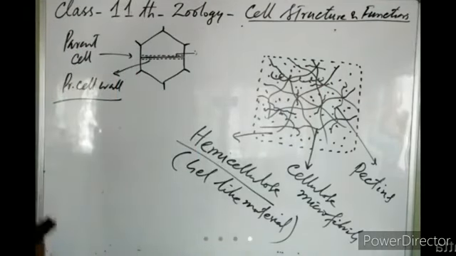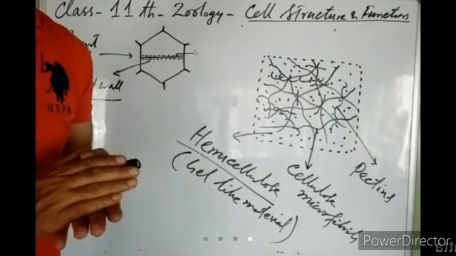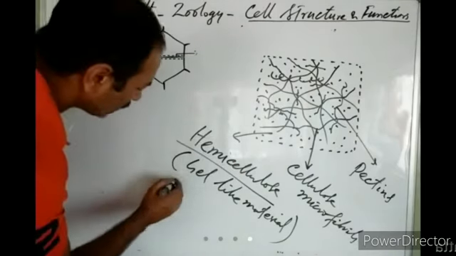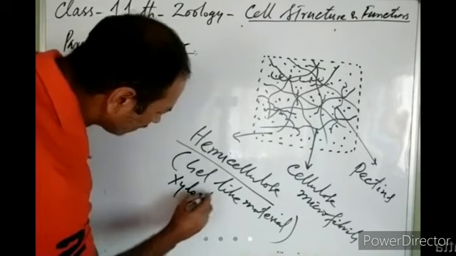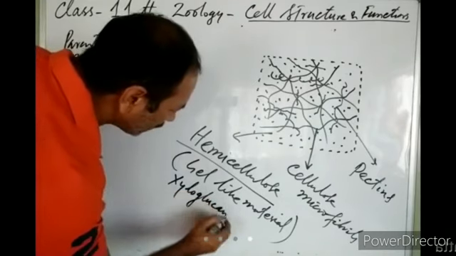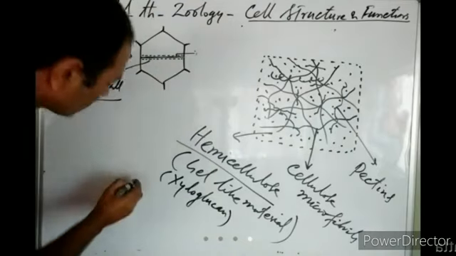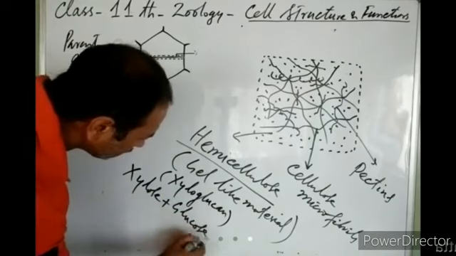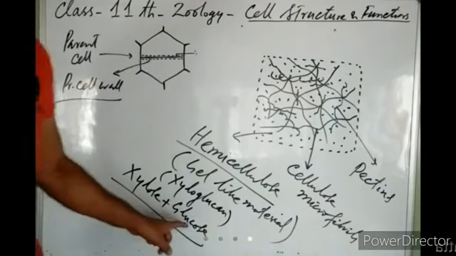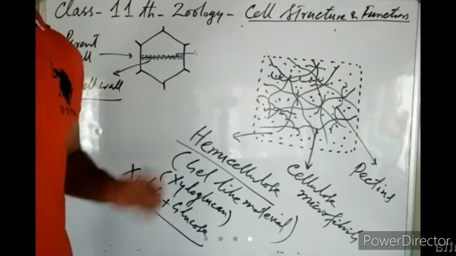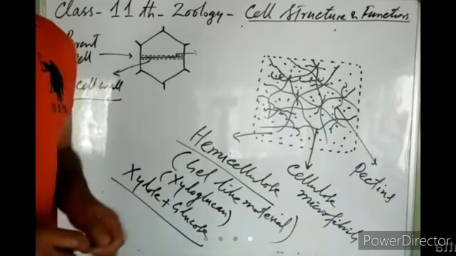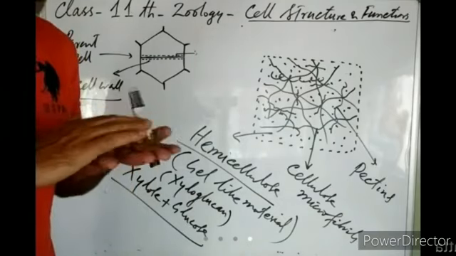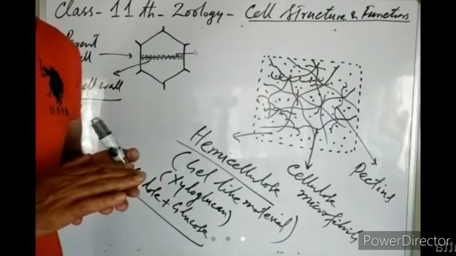So for the formation of the primary cell wall, a cell first lays a gel-like matrix of hemicellulose. We call this hemicellulose xyloglucan. Why is this hemicellulose also known as xyloglucan? Because it is formed of the sugars xylose and glucose. That is why hemicellulose is also known as xyloglucan. So it is a polysaccharide, but it has a gel-like consistency.